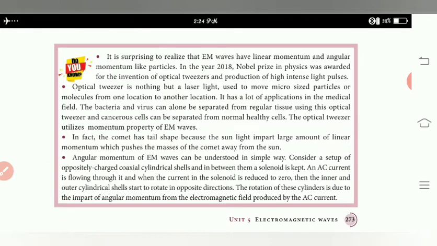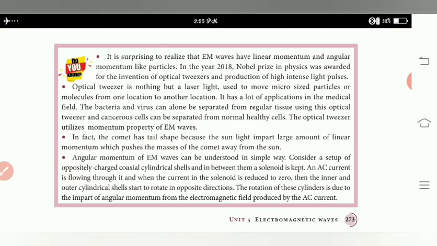Even cancer cells can be separated from normal healthy cells. The optical tweezers utilize the momentum property of EM waves. In fact, the comet has a tail shape because the sunlight imparts a large amount of linear momentum, which pushes the mass of the comet away from the sun.